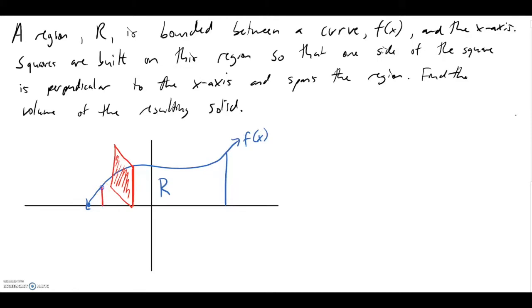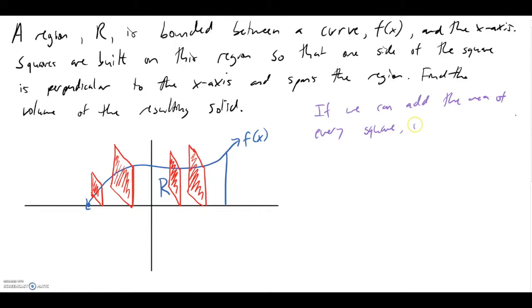And what we're going to imagine is building up squares all the way across this region. 2D squares, 2D slices or cross sections of a 3D object. And what we'll think is, if we can add the area of every square, we will get a volume of the 3D solid, which sounds a lot like how we worked with washers and disks when talking about volumes of revolution.